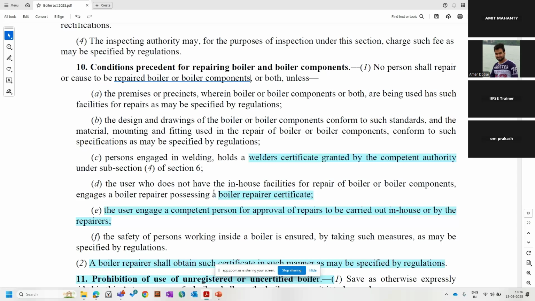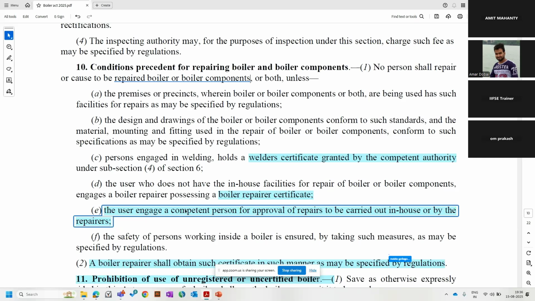The user who does not have the in-house facilities for the repair of a boiler or boiler components shall engage a boiler repairer possessing the boiler repair certificate. So if you're not doing it in-house, you have to hire a boiler repairer from outside who has the certificate. And also we have to engage a competent person for the repair to be carried out in-house or by the repairers. So the repair has to happen under the supervision of the competent person. That is the requirement.